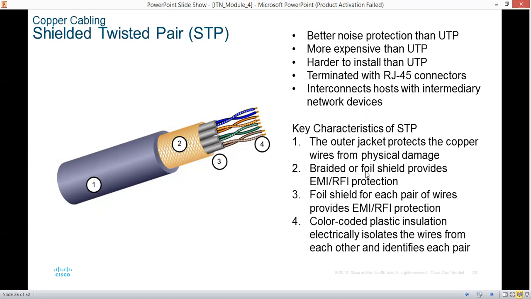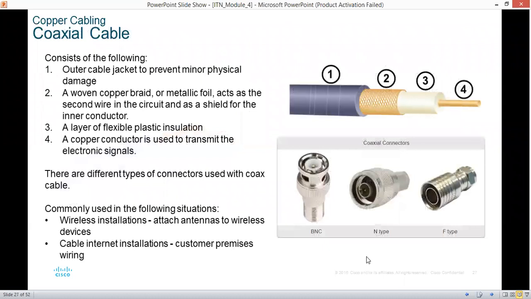Okay, and then the braided or foil shield provides EMI and RFI protection. So remember, we said EMI is electromagnetic interference and RFI is radio frequency interference. So once you use the STP, you're sure that you can be protected from that. And the foil sheet for each pair of wires provides the EMI and the RFI protection. The color-coded plastic insulation electrically isolates the wires from each other and identifies each pair. So it's actually for isolation and for identification.